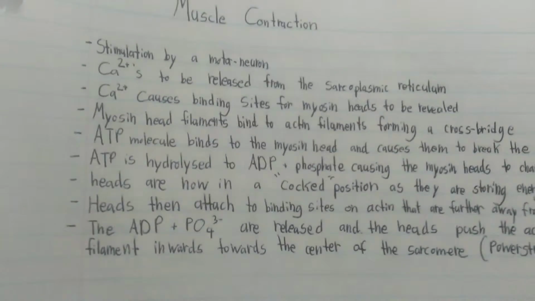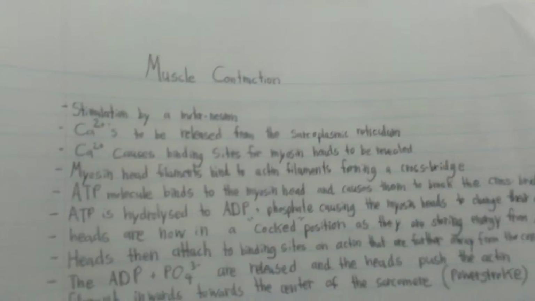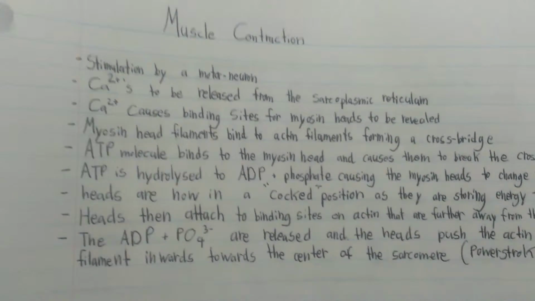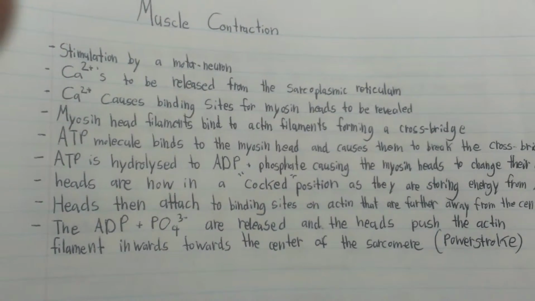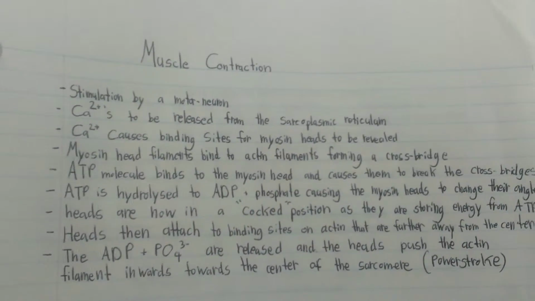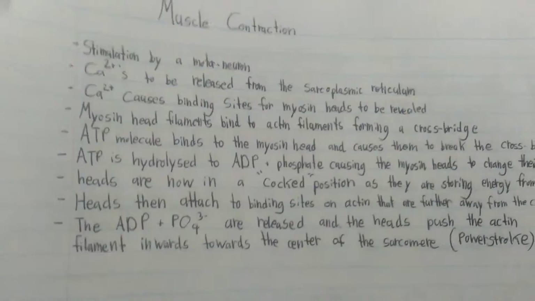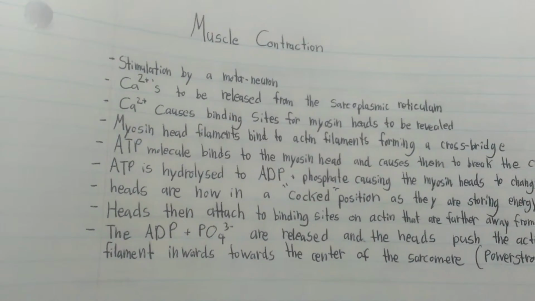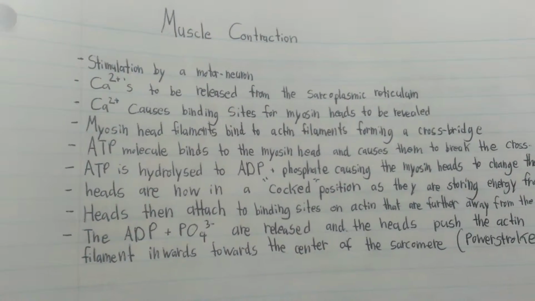Okay, so once it's been signaled by a motor neuron, calcium ions are released from the sarcoplasmic reticulum. And remember, that's the endoplasmic reticulum that surrounds the muscle fibers, the muscle cells. So it causes calcium ions to be released from the sarcoplasmic reticulum. These calcium ions cause binding sites for myosin heads to be revealed. So there's a barricade, some molecule that's barricading and preventing the myosin heads from binding to the actin filaments. Calcium ions bind to that, revealing the binding sites for the myosin heads on the actin filaments. So calcium causes that to be exposed.